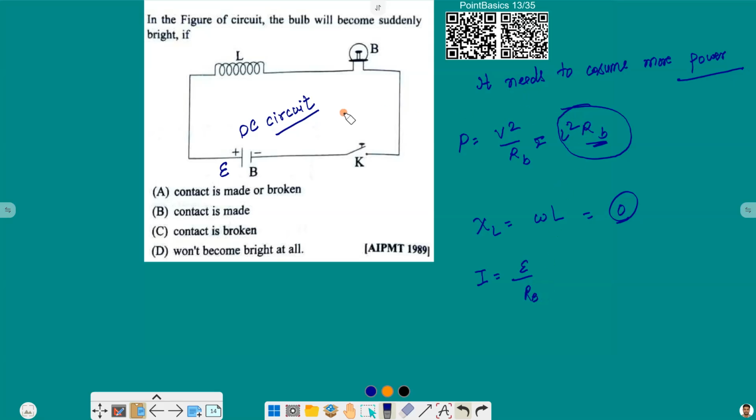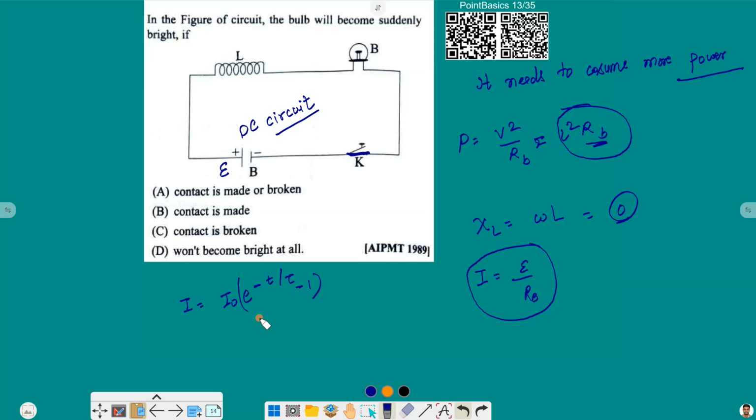So the current will be maximum. But when we press this key, the current will not immediately reach this value of I, as in an inductor the current builds up slowly, and that building up of the current is given by this equation: I is equal to I_0 times (1 minus e raised to the power minus t by tau).